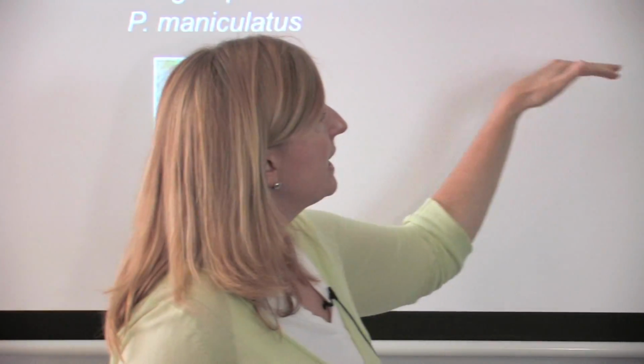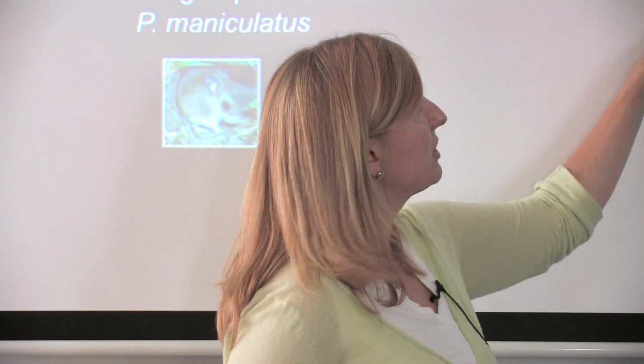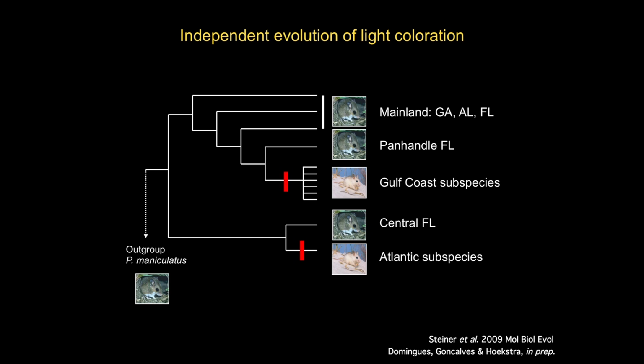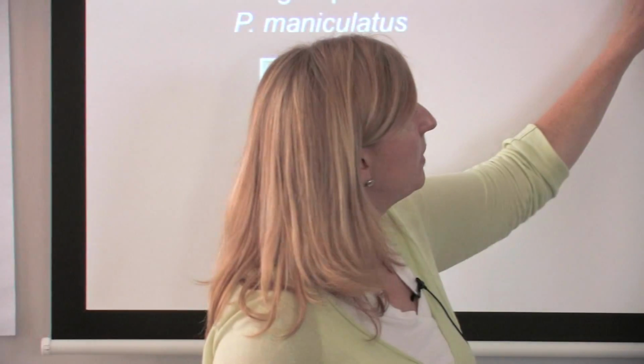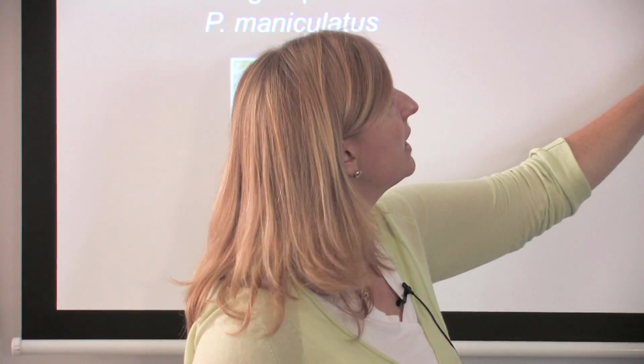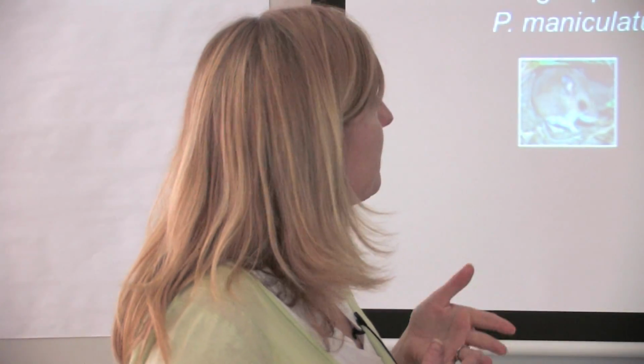But what's really interesting is these Atlantic coast subspecies aren't actually that closely related to the Gulf Coast subspecies. In fact, they're much more closely related to dark mice from central Florida. And these Gulf Coast subspecies are much more closely related to dark mice from the panhandle of Florida. And so what this suggests, or raises the possibility, is that light coloration has evolved twice. So these guys probably arose from a dark ancestor and evolved light coloration. And these guys did so independently. Okay, so that's what this topology, these relationships, suggest.